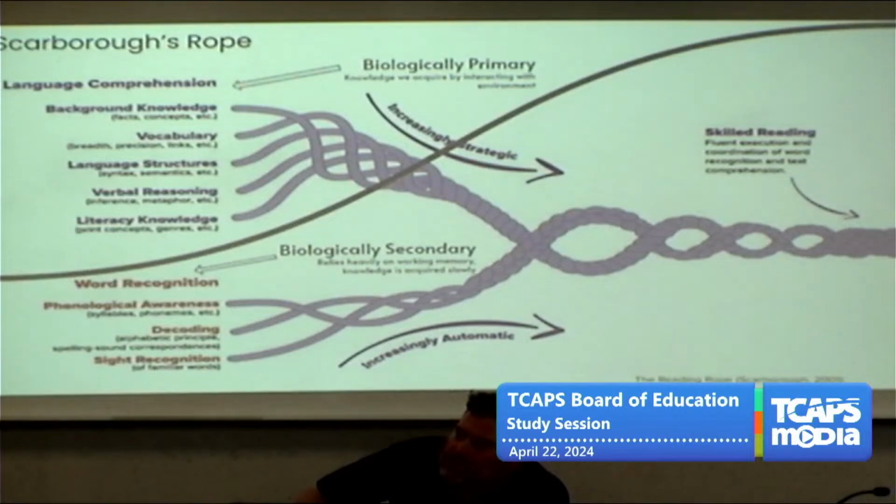We see in K-2, students really working on these skills on that left side. And then as they progress through elementary school in 3-5, that all starts to come together. So to the point of the 4th grade stat, all of those things become pivotal for that student to actually be able to be successful in the content that is presented to them in 4th grade.